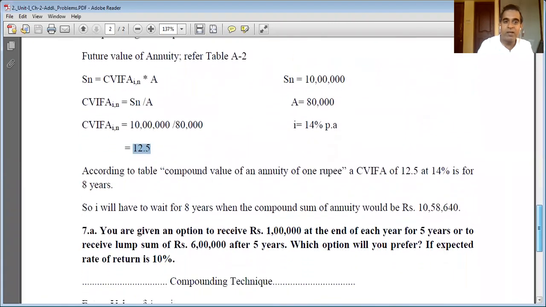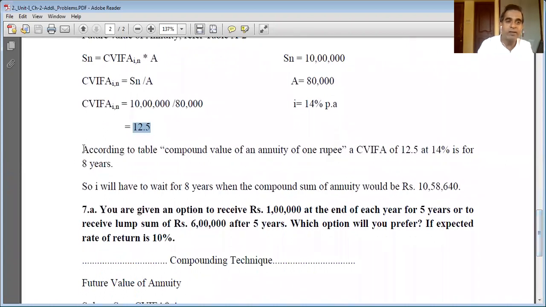Then, the way I showed you, you just have to write it so that you can remember and understand. According to the table, the compound value of an annuity of 1 rupee, that is table A2, a CVIFA of 12.5 at 14% interest is for 8 years. I hope you saw how I identified the 8th year row, students.